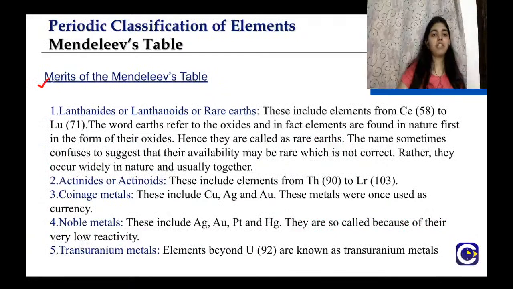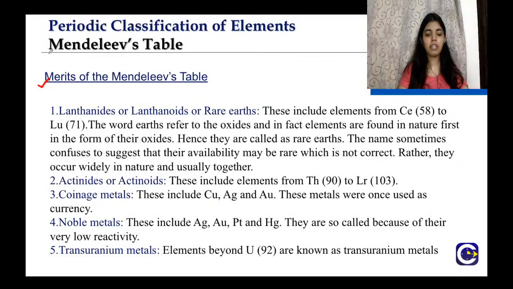Now we come to the merits of Mendeleev's table, right? So what is the scope of questions from this introductory part of periodic classification of elements? You can get the merits and demerits of the various classifications. For example, they will ask how Dobereiner classified the elements and what were the demerits of it, or how Newlands classified the elements and what were the merits and demerits of it. And most importantly, what is asked is Mendeleev's table, right? So what are the merits and demerits of Mendeleev's table? That is important from the examination point of view. Such questions are asked.